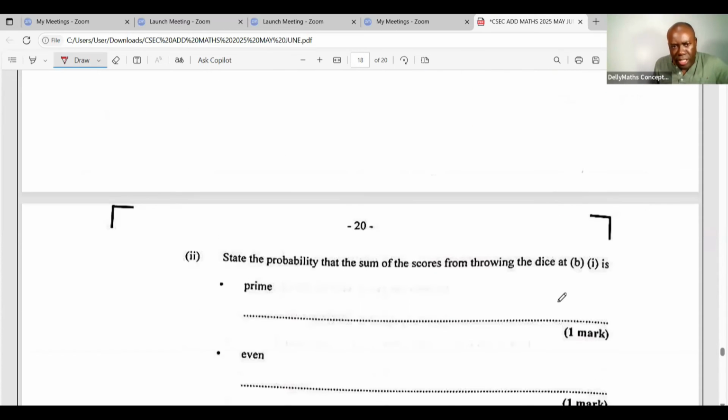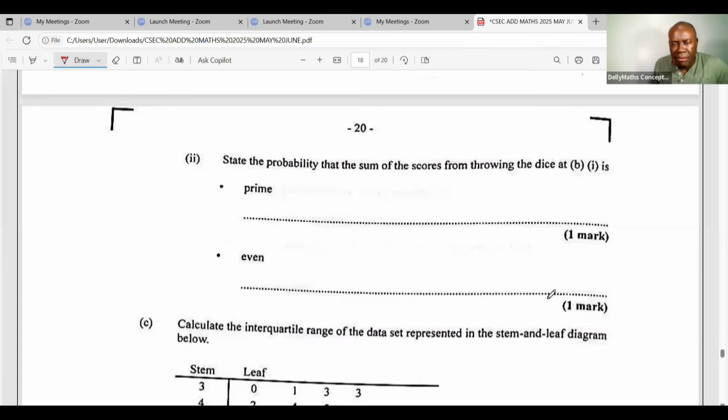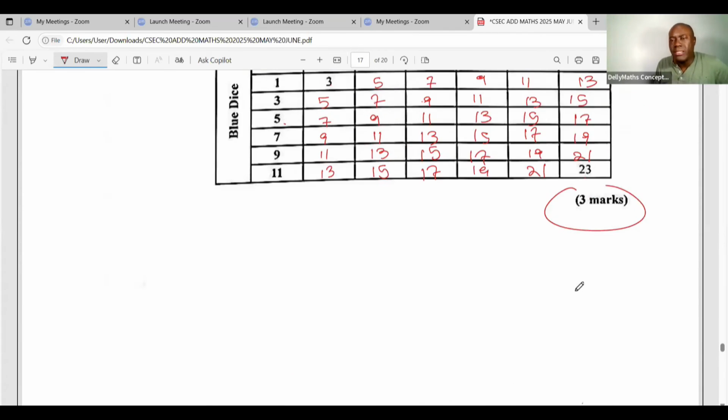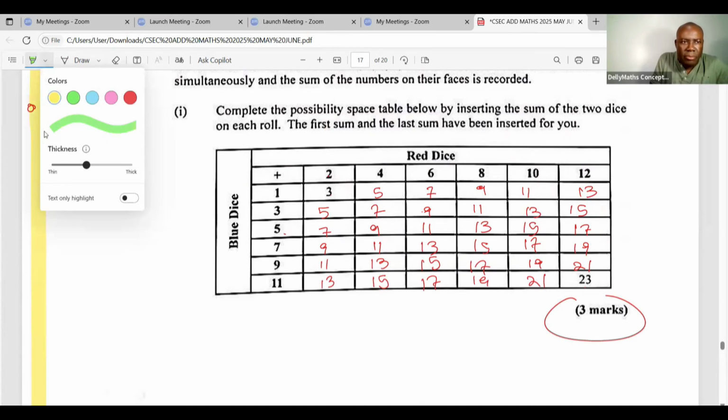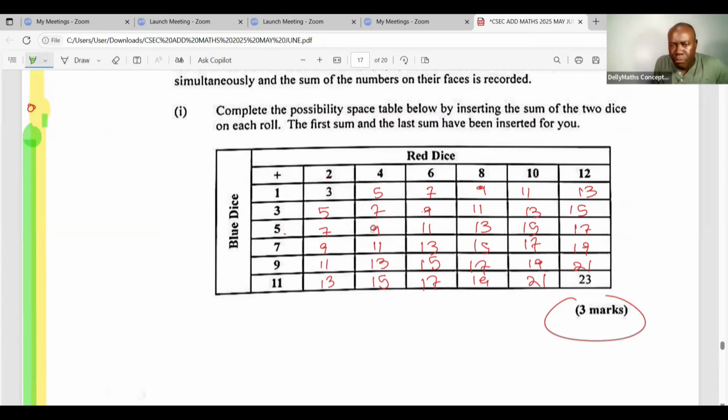Now let's see what they want. This says, find the probability that the sum of the scores from throwing the dice is prime. Probability that it is prime, so you want all the prime numbers. Let's see if we can identify how many prime numbers we got here. Well, I guess you can take out what are not prime, depending on how you want to do it. These are not prime. That's not prime. Everything else is prime. What else? 15 is not prime either.